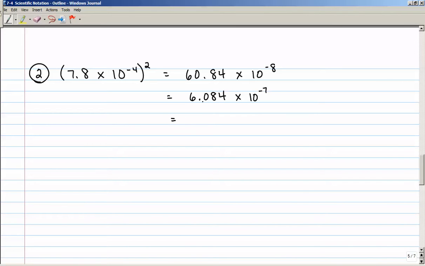And in standard form, I'm going to need to move this decimal point 7 places to the left, which means I think I'll have 6 zeros and a 6084. So is that correct? 1, 2, 3, 4, 5, 6, 7. Okay, so there's my answer in scientific notation and in standard form.